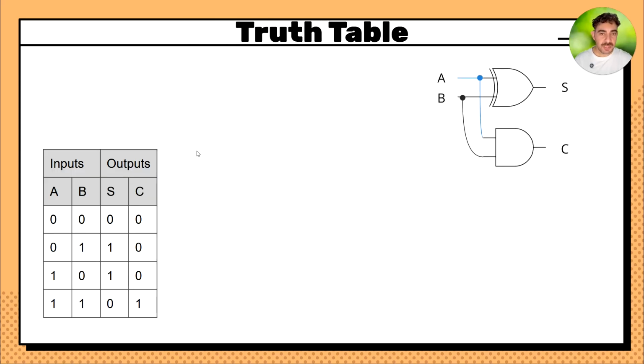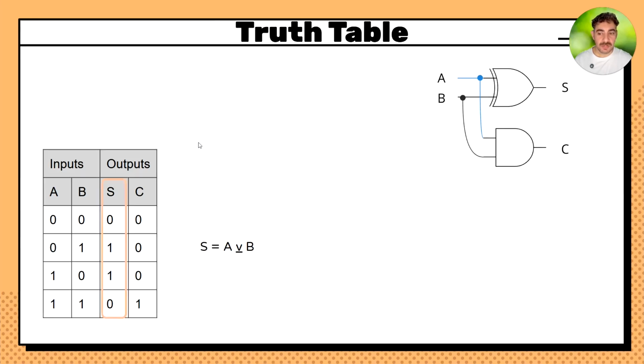We can see the truth table here demonstrates that S for sum uses the XOR gate to add 1 to the output only if the two variables are 1. So you can see that here. C, the carry, uses the AND gate to only output 1 if both variables are 1.